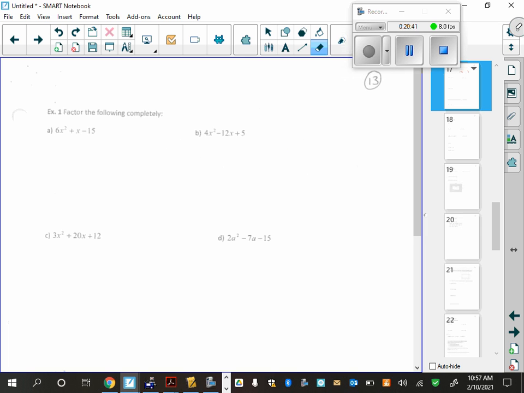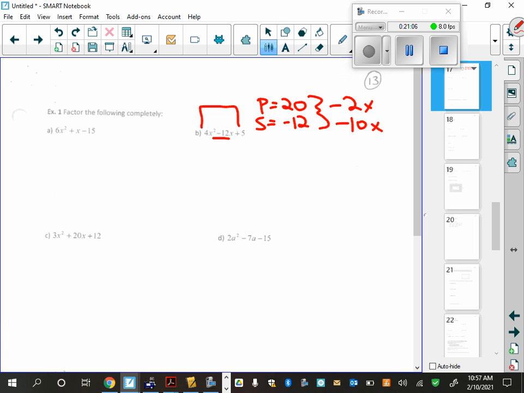This one, well, we're close. You can take the 4 out of here, but you can't take the 4 out of here. So, dang it, it's a decomp. Oh well, I can do decomp. I can find two numbers that multiply to 20 and add to negative 12. Okay, negative 2 and negative 10, and I'm going to put x's beside them just so I don't throw them in the brackets.